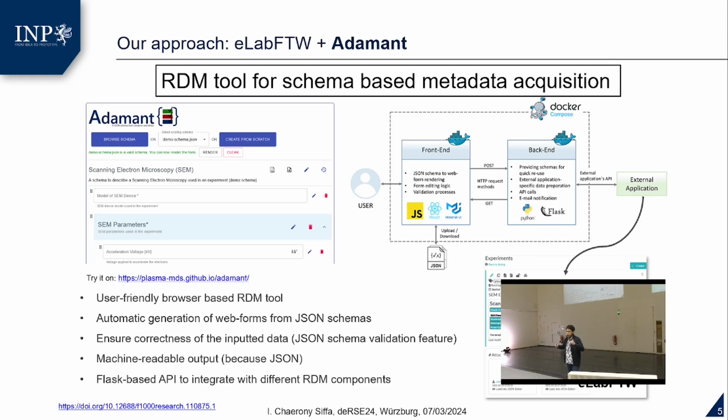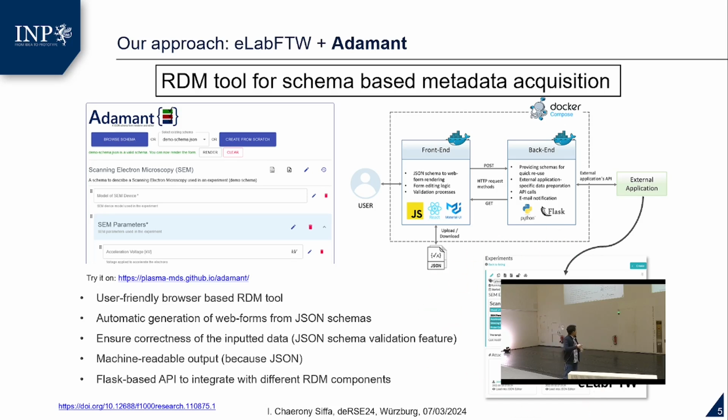So basically, you describe your experiment setup or metadata using this JSON schema, and then you use Adamant to render this schema into interactive forms so that you can fill it and then submit it into any other tools that you have within your research data management workflows. And in this case, we have provided a simple API using Flask that connects it to ELAB FTW.